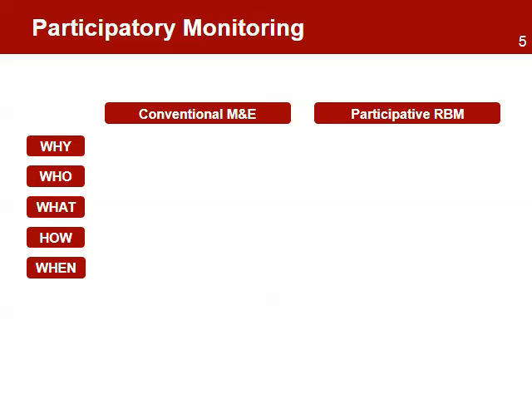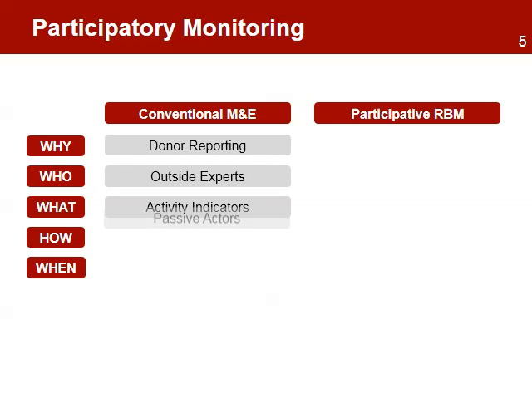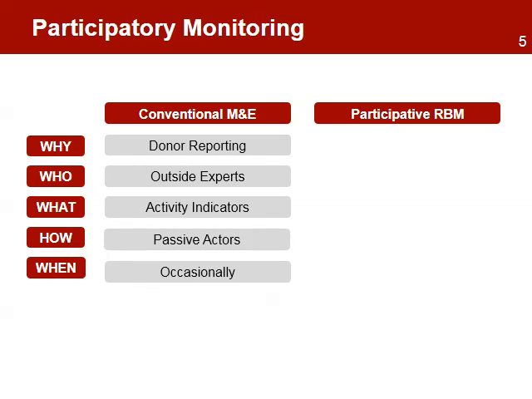Here are some of the key differences between conventional and participative monitoring approaches. Conventional M&E will usually have a focus on meeting donor reporting requirements done by outside experts, focus on implementation indicators. Beneficiaries are passive actors, providing all information. Conventional monitoring is done occasionally or when requested by a donor.